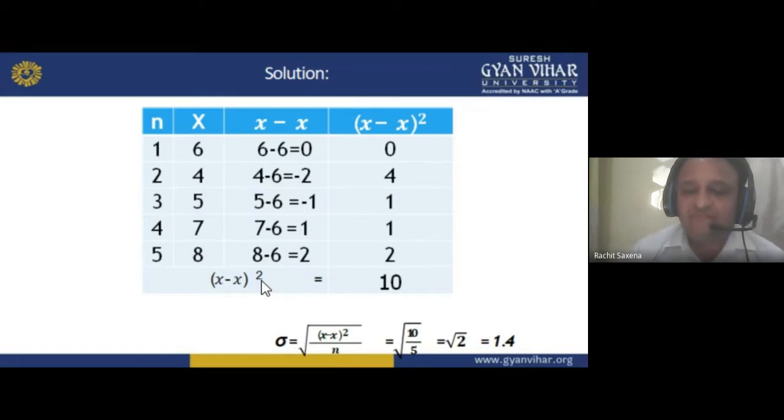Understand, what we are getting here is not the variance, it is the sum of squared deviations, the value 10. Now that 10 is there, we have to take the variance.